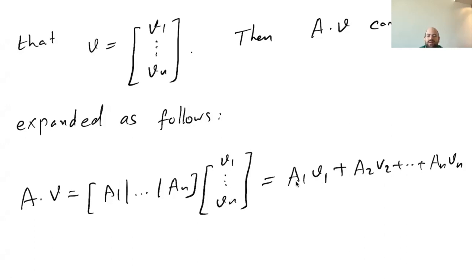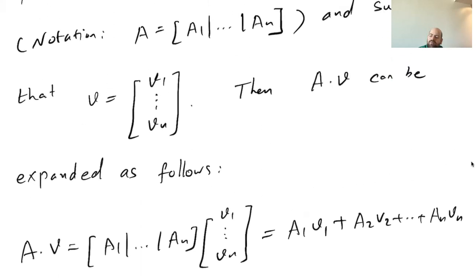A1 times V1 becomes a vector. This is a vector, this is a number. A1 V1 becomes a vector, all the way to AN Vn becomes a vector. You add them all together, the result becomes a vector. So A times V is also a vector because matrix times vector is a vector. Left-hand side is a vector, right-hand side is also a vector. So in linear algebra, you saw that A times V can be expanded this way.